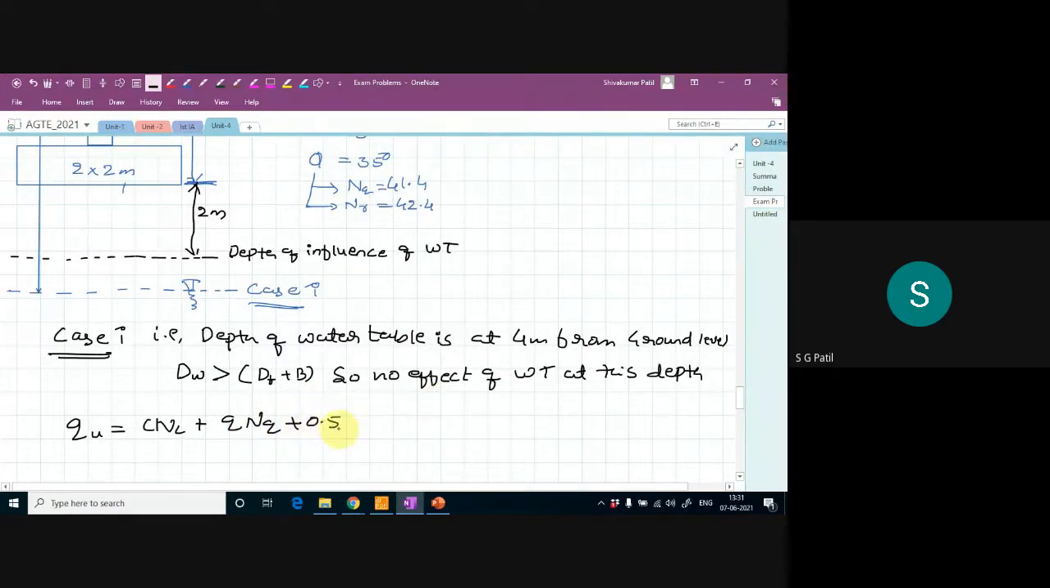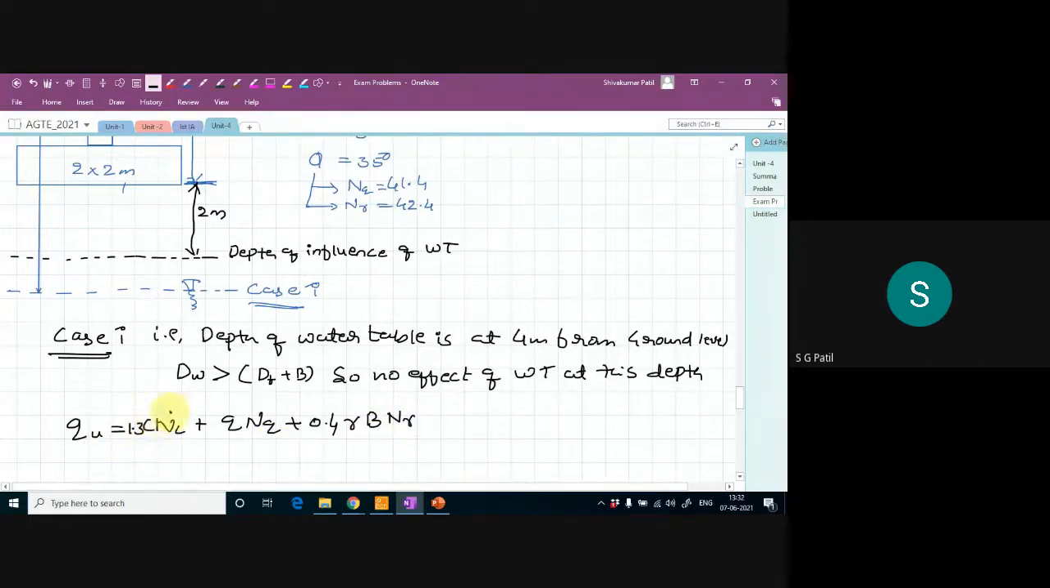This is square footing, no? Yeah, so 0.4 here, 1.3. Sorry? 0.5, sir. No, 0.5 is for strip footing. It is a square footing, no? 2 by 2 meter, it is a square footing. That's why it is 0.4. So if it is a strip footing, then it is 0.5. Suppose if it is a circular footing, then it is 0.3. Okay, 0.4 into gamma B N gamma.